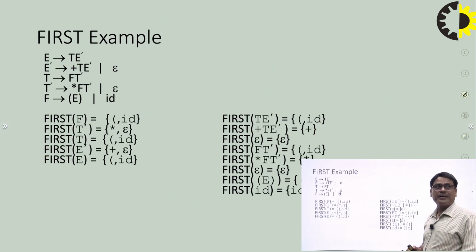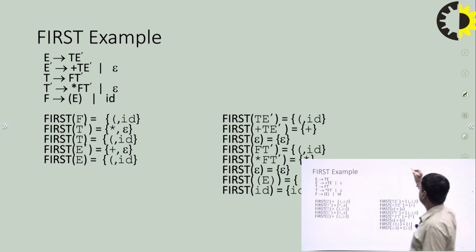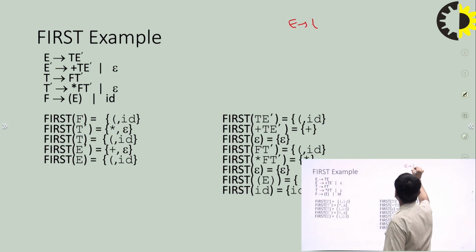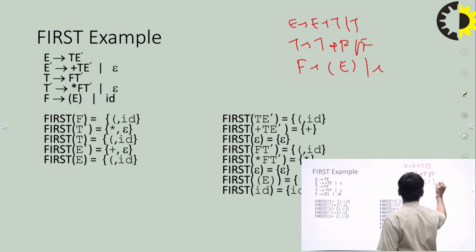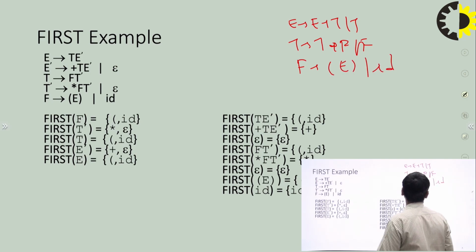Now this is the example given. The original grammar is this: E produces E plus T or T. T produces T star F or F. F produces bracket of E or ID. That is basically the grammar.